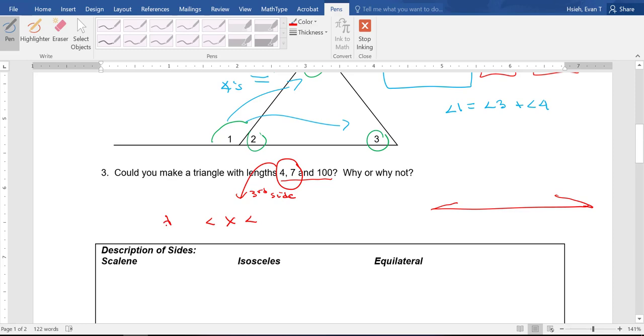That third side X, if I know my first two sides are 4 and 7, has to be greater than the difference between 4 and 7 and less than the sum. So the third side has to be between the difference and the sum of the two original sides. In this particular case, x has to be between 3 and 11. It can't be equal to 11, it can't be equal to 3, it has to be less than 11 and greater than 3.